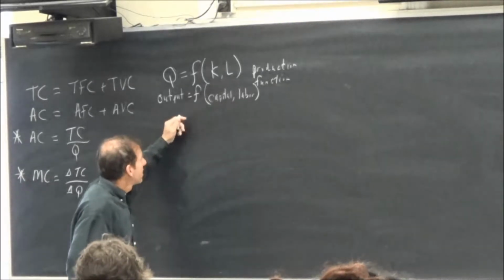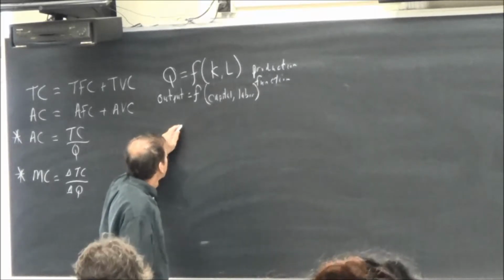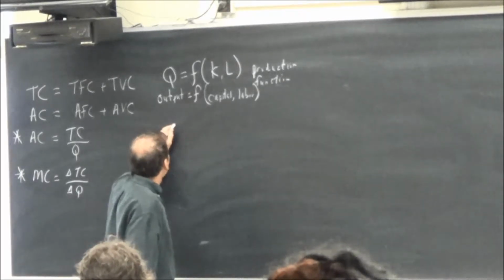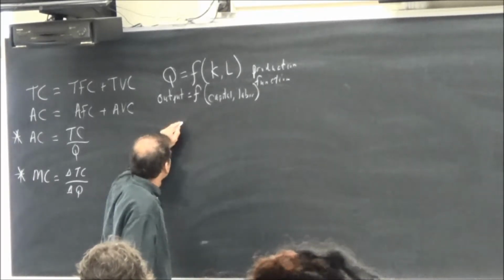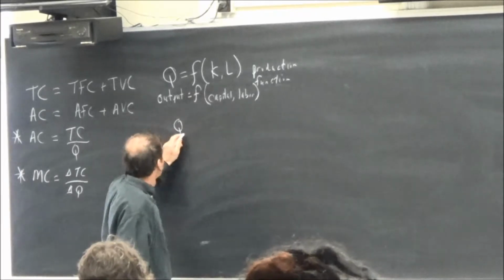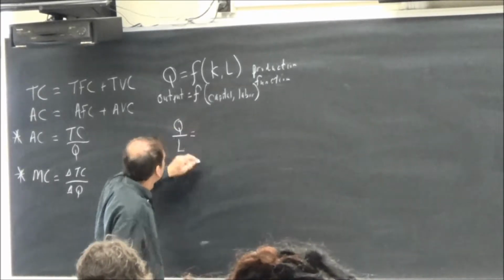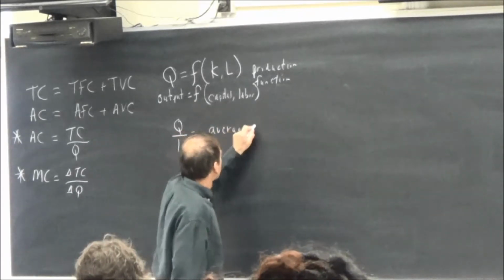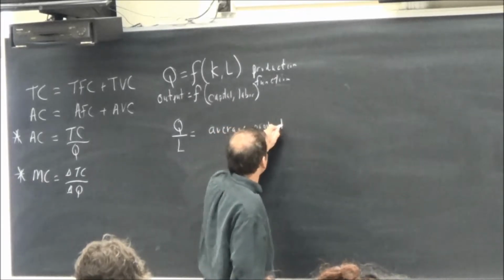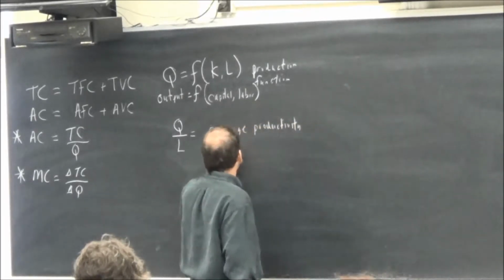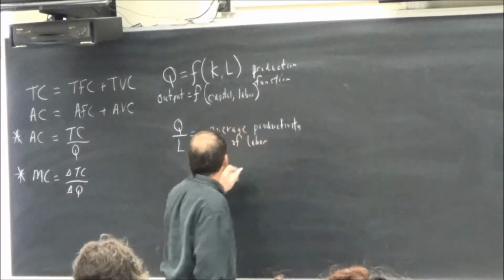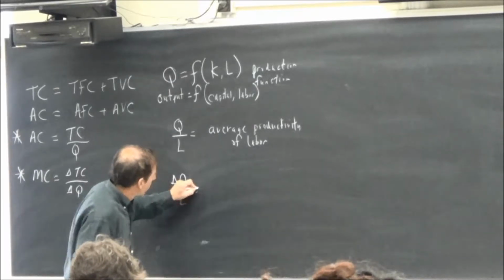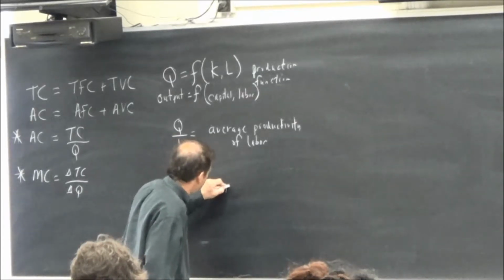So to take this a step further, all right, we'd say that the output of the company is, like I said, the Q, right? And if you took Q divided by L, we get what's called the average productivity of labor. And if we took the change in Q over the change in L, we will get something called the marginal productivity of labor.